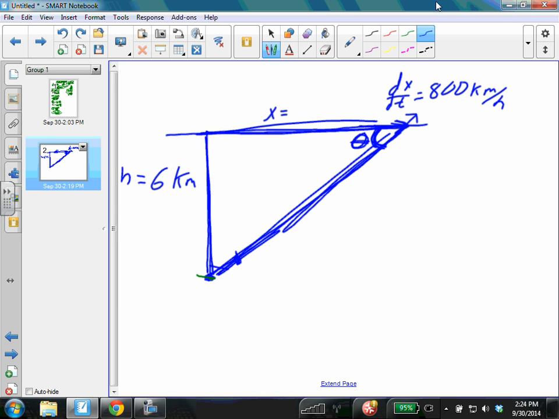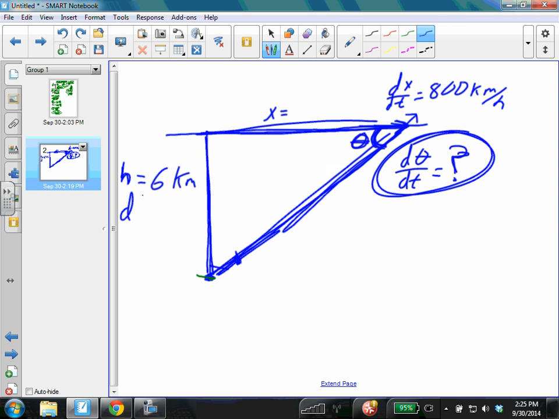So what's it asking for? Yeah, it's asking for the change in theta with respect to time. So this is what we're looking for, the change in theta with respect to time. So if you look at what we have, we have H, we're looking for change in theta. We don't know theta. We do have a change in X. We don't know X. What's the other thing that's missing from up here that I haven't written down yet? My change in height with respect to time. What's the change in height? Yeah, it's 0. So that's a nice one to have in there.